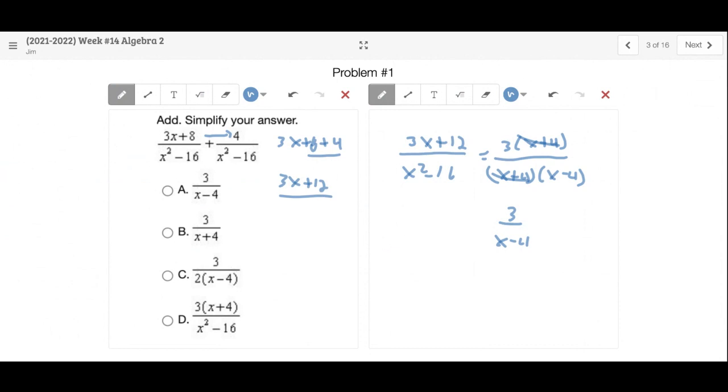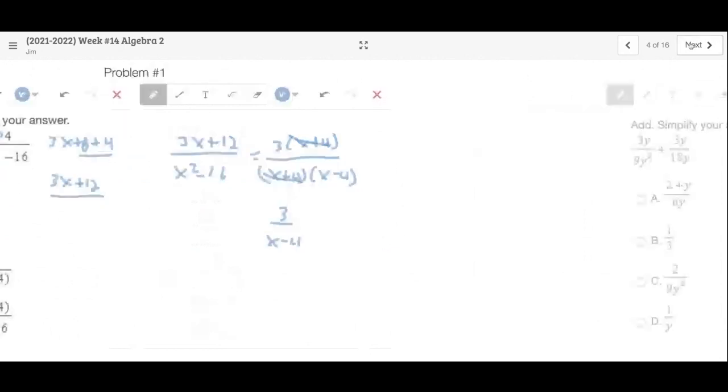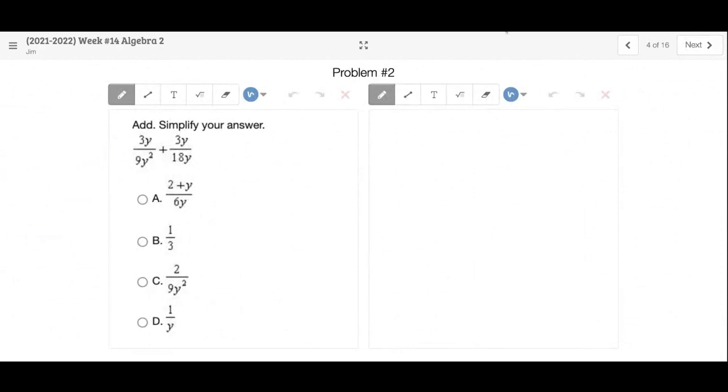All right, I'm going to turn off my mic. I'm going to let you guys work on number 2. It's an addition problem, but the denominator is not the same.